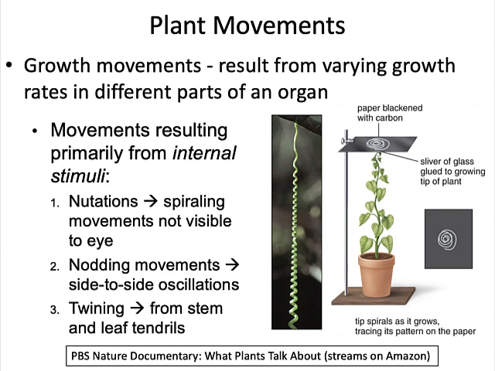Growth movements result from varying growth rates in different parts of an organ. Now, there's different categories of these movements, and the first group of movements results primarily from internal stimuli. Examples include nutations. These are the spiraling movements that are not visible to the naked eye. Next is nodding movements. These are side-to-side oscillations. And finally, twining movements. These are from stem and leaf tendrils most often.